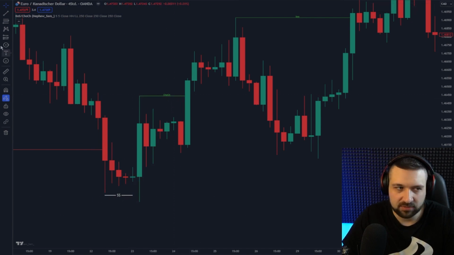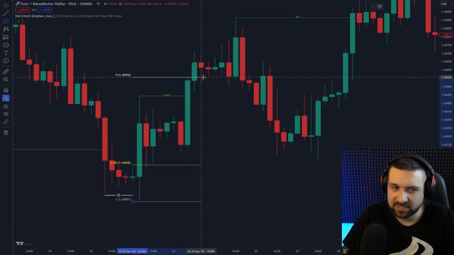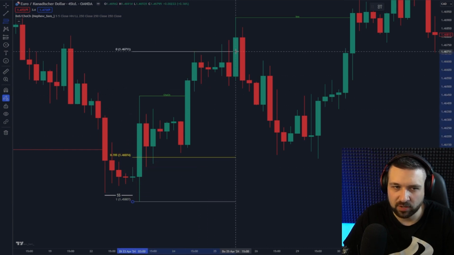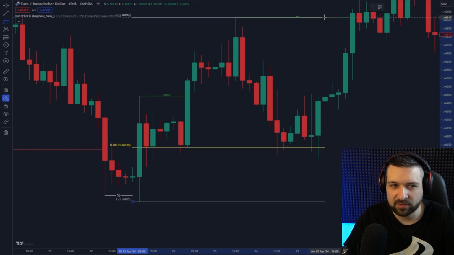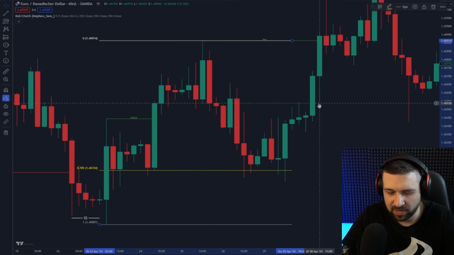Then a change of character. Then we take Fibonacci. All right, Fibonacci. For the change of character, let's focus on this high here. Okay, it has increased even more. Okay, it has increased even more up to there at the very top. So you're basically always trailing it. Then we have our trade here below, and it was successful.